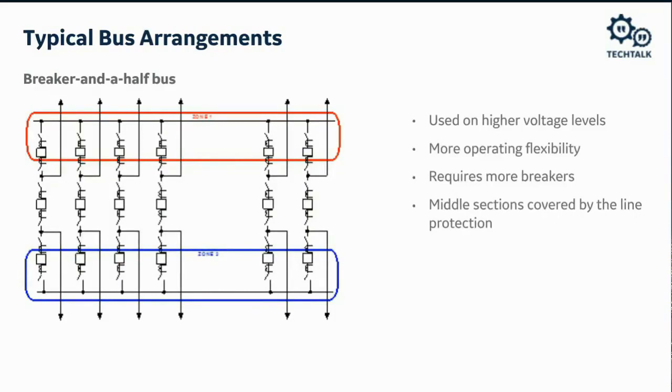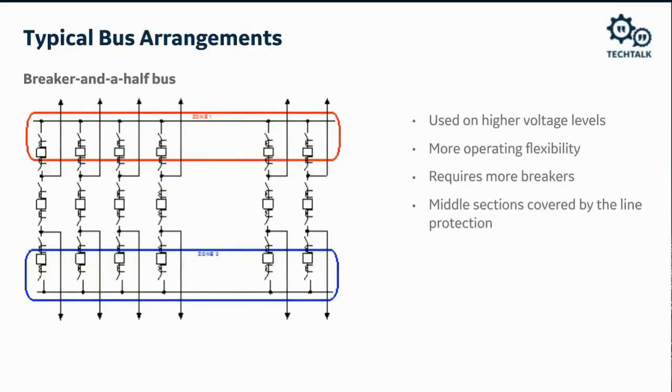In this scheme, we have 2 buses, bus 1 and bus 2, and our loads and sources are always connected to both of those buses through the breaker and a half on each section. The loads and sources on the sections are protected by their own protection systems, whereas the bus zone itself is protected by its own bus zone protection.